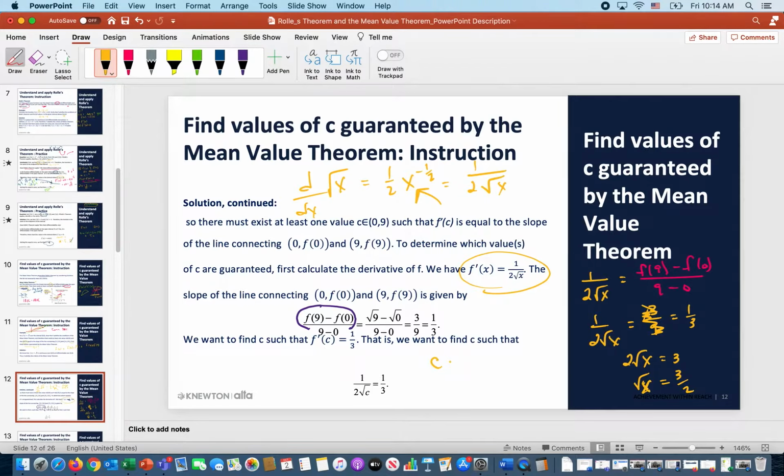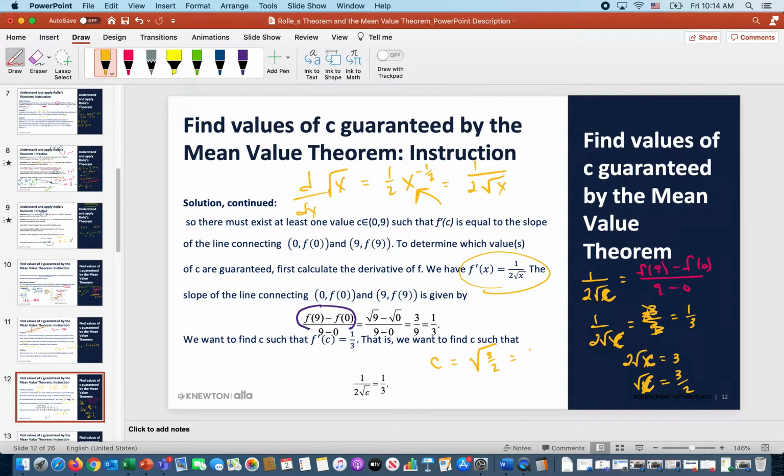So we'll have the c. I've got an x right here. Technically, this should be c, right? Because mean value theorem. Okay, so if you're finding x as the answer instead of c, it's fine. It's not a big deal. But our c value is the square root of 3/2.